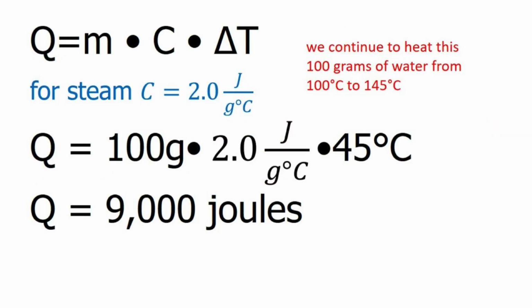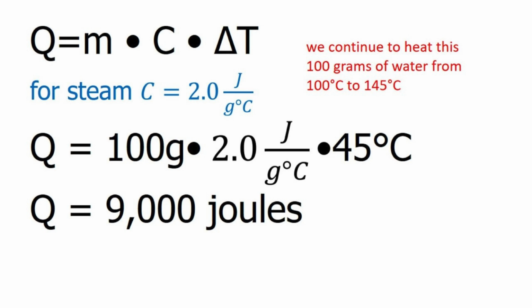Now the last part is, I'm going to arbitrarily say we're going to continue to heat the water from 100 C up to 145 C. I just had to pick a number where we're going to stop. But note for steam, the specific heat is different again. It's 2.0 joules per gram degree Celsius. So we do the math and we find out that we have 9,000 joules of energy required to heat the water up that 45 degrees Celsius.